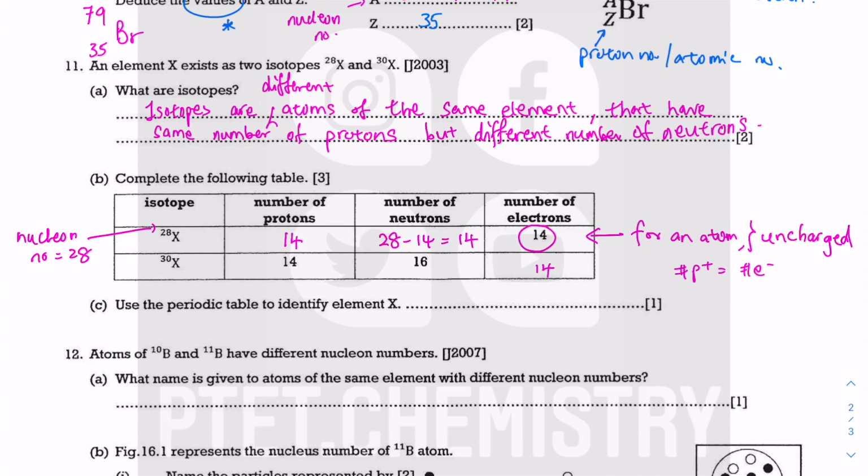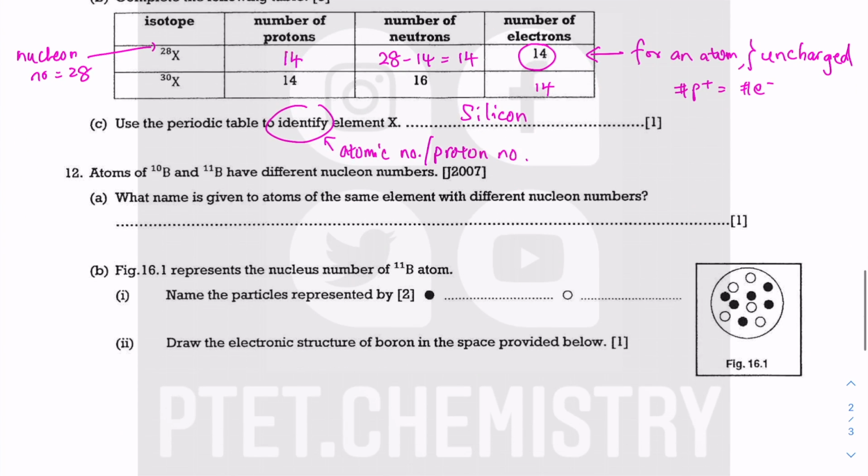Okay, so use the periodic table to identify. The identity of an element is given by its atomic number, another name for which is proton number. If you have 14 protons, that means you look for element number 14. Therefore, it's silicon, Si.